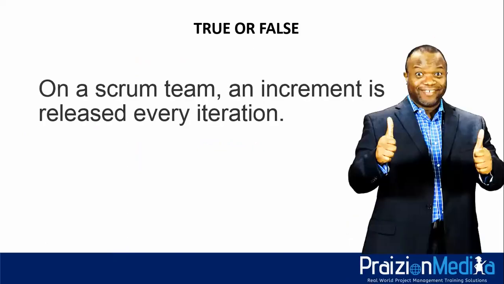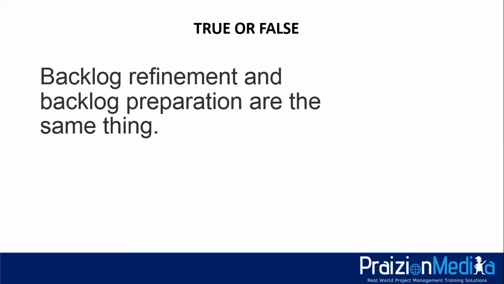On a Scrum team, an increment is released every iteration. Hit the pause button if you need more time. 3, 2, 1. That is false. You do not need to release an increment every iteration. It may not be featured enough, so you may need to hold on in some instances before you release what you derive from an iteration.